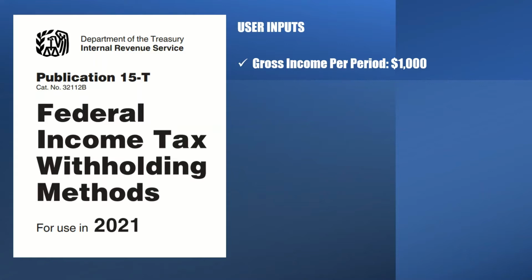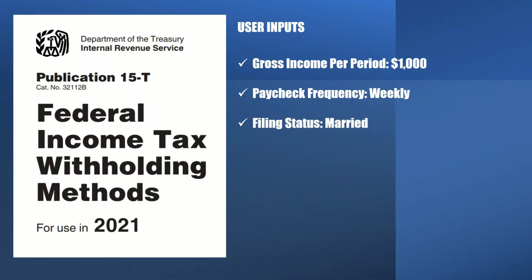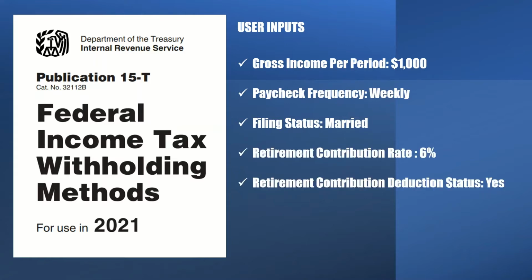So just starting off with some basic assumptions. The gross income per period for this hypothetical paycheck is going to be $1,000 per period, and this employee gets paid weekly, and their filing status is married, and the retirement contribution rate is 6%. And we need to know the retirement contribution deduction status.